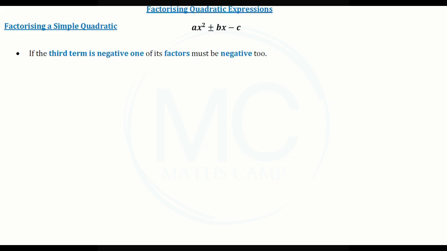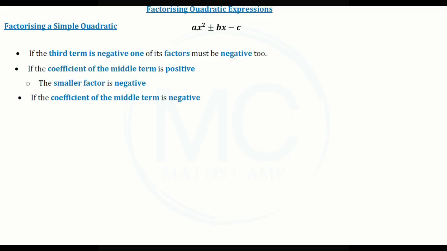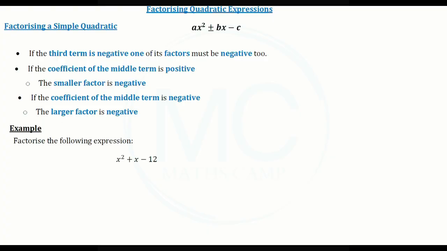We look at the sign before b. If the coefficient of the middle term is positive, the smaller factor will be negative. But if the coefficient of the middle term is negative, the larger factor will be negative. Let's look at an example. Factorize the following expression, x squared plus x minus 12.